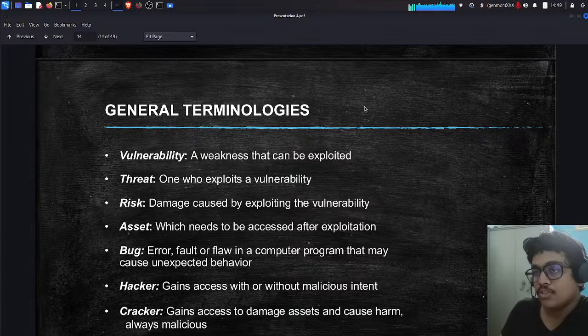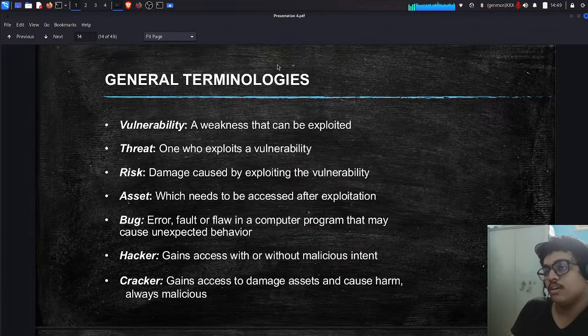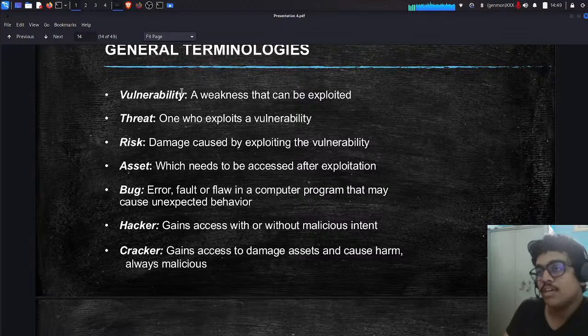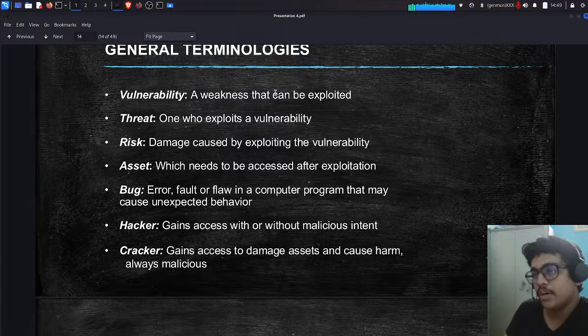What are the general terminologies that will be used throughout this stream that you should know? What is a vulnerability? A vulnerability is a kind of weakness that can be exploited. It is a weakness present in your mobile phone or any kind of system, IoT devices, your laptop, your PC, or any other mobile device.